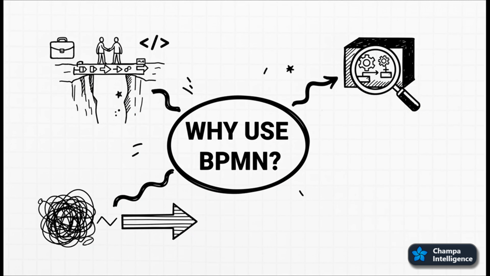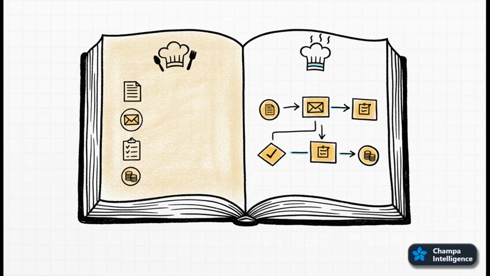So here's why this is so crucial. BPMN is needed because it builds a bridge between the business side of the house and the technical IT side. It just slashes ambiguity. And most importantly, it makes your processes visible and understandable to everyone. And let me tell you, when you can finally see a process clearly, that's when you can actually start to improve it.